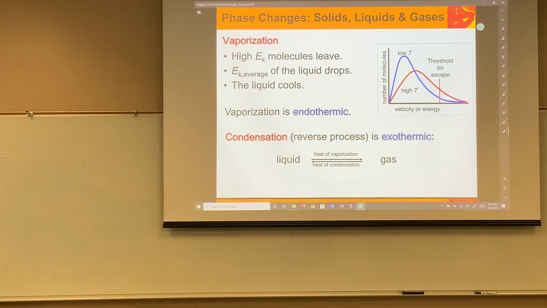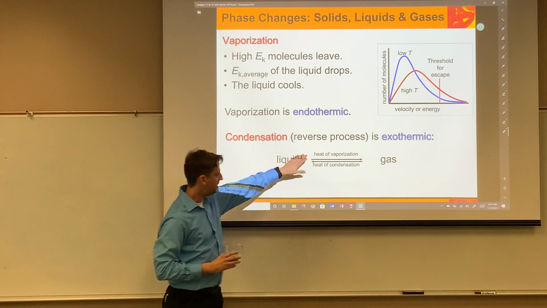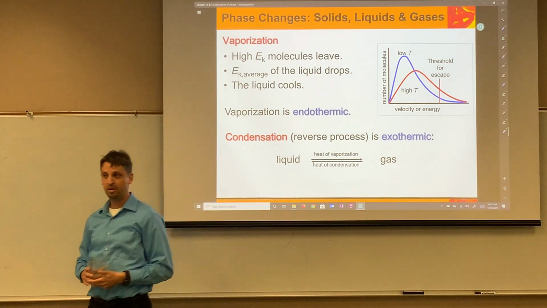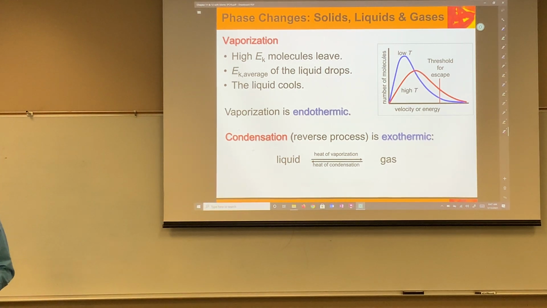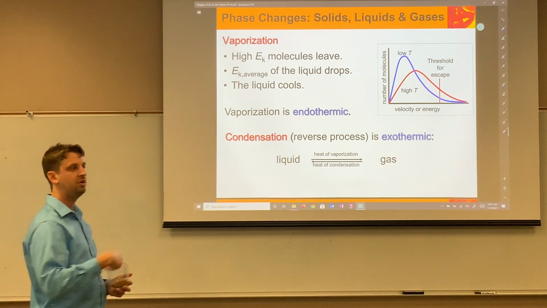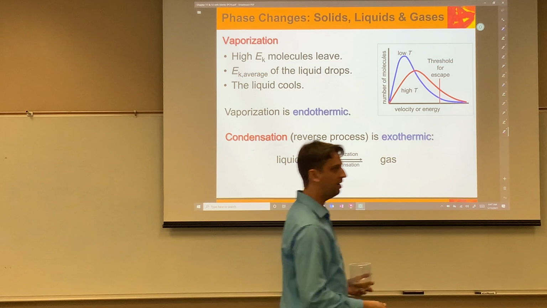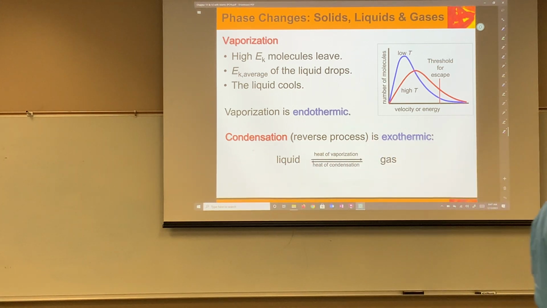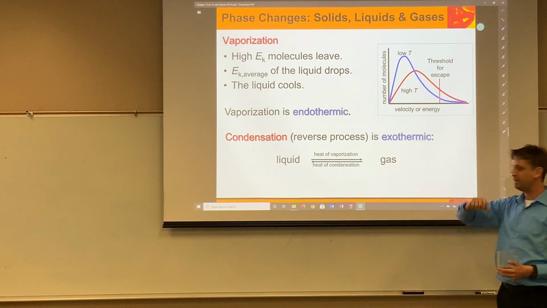Now, what's the relationship between the heat of vaporization and the heat of condensation? Equal. Not necessarily equal, but if it takes 100 joules of energy to vaporize something, what happens when you condense it? You release that 100 joules of energy. So in terms of magnitude, they're equal. It's 100 for both of them, but the signs are going to be opposite. So it says condensation is exothermic.